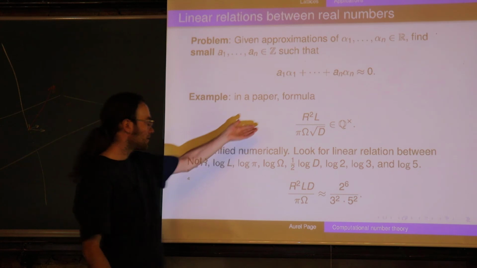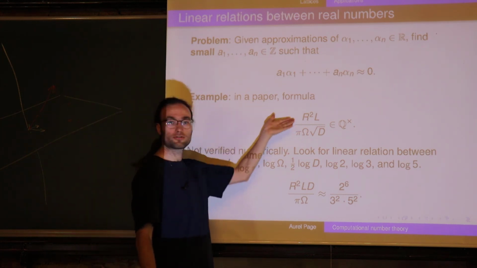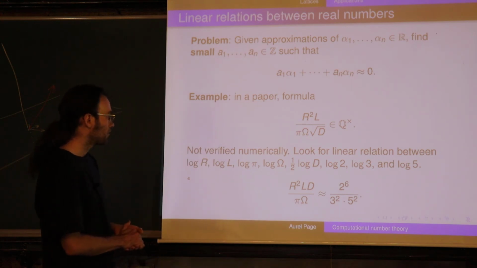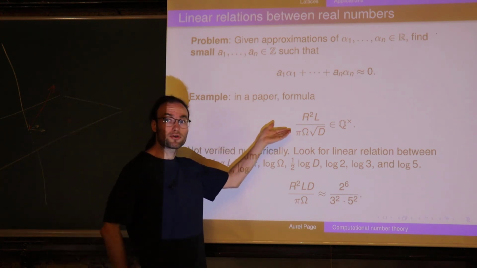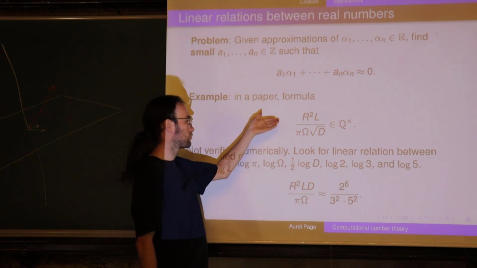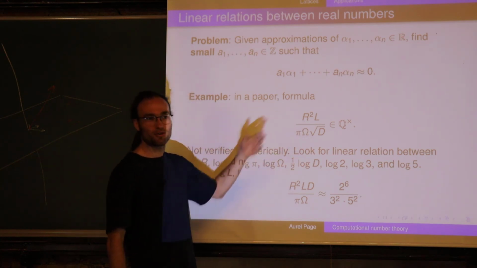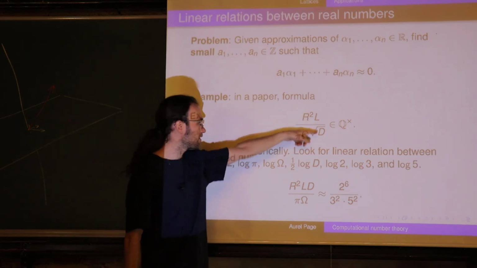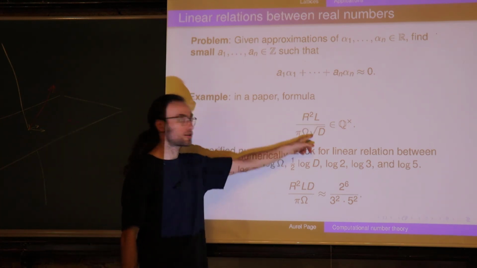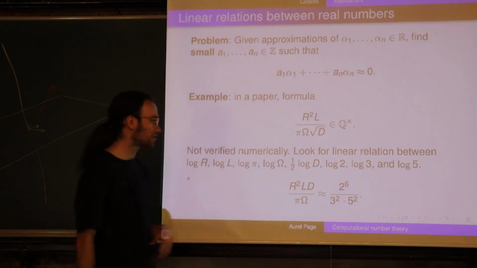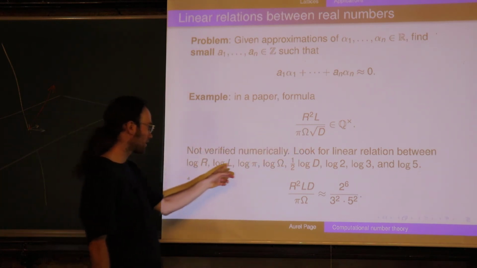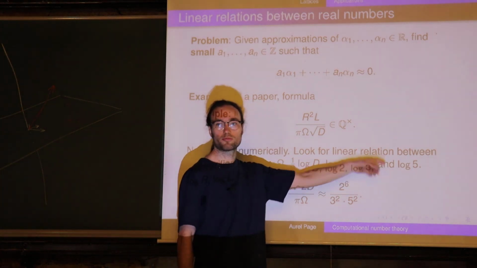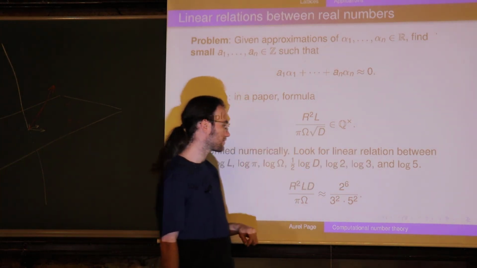And unfortunately, when looking at these values, it didn't look at all like they were rational numbers. So what did we do? We thought, well, maybe there's a typo in the formula. And since we didn't know how to prove the formula, instead of looking at the proof, we tried to look for an integer linear combination of the logs of the things that appear here that is approximately 0. So we took log R, log L, log pi, log omega, log square root D, and log of some small integers, so small primes.